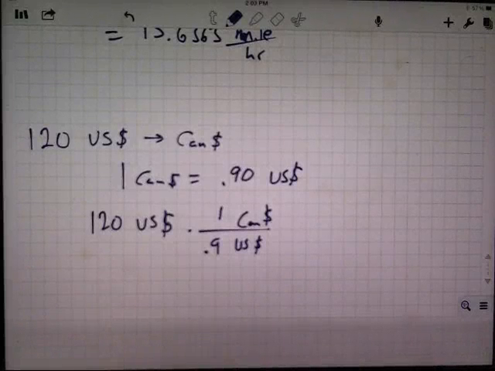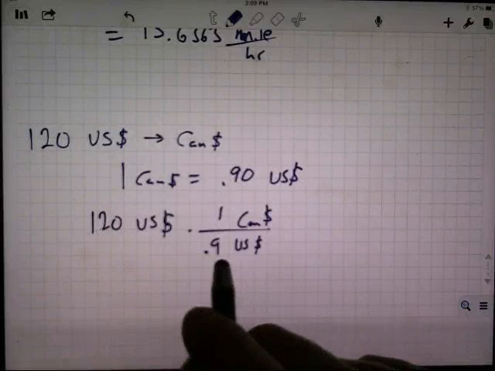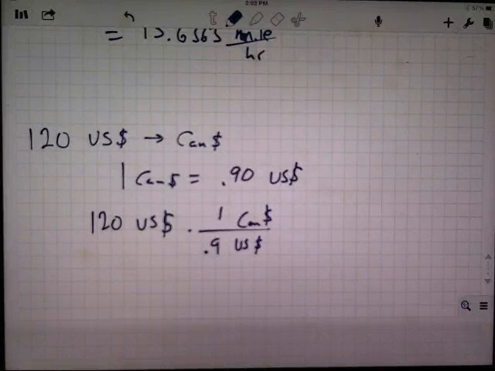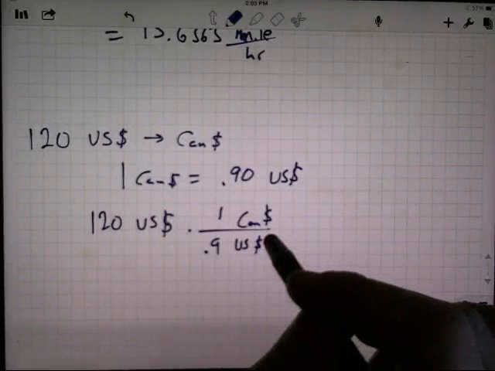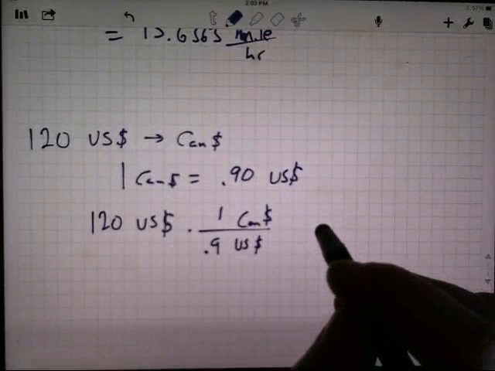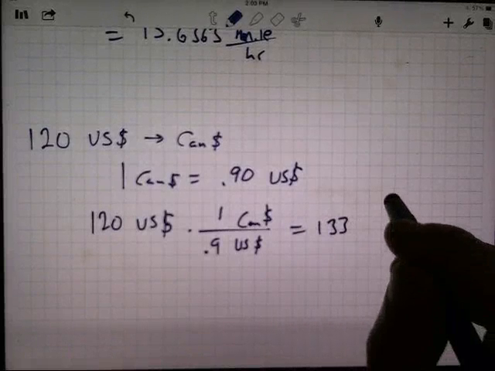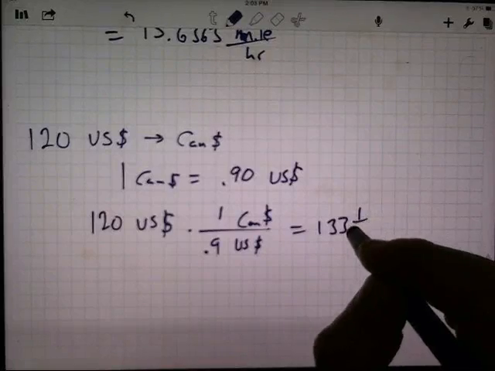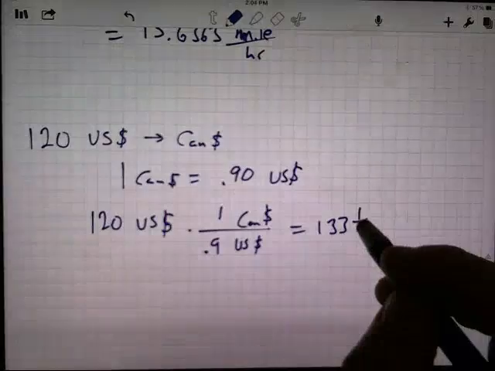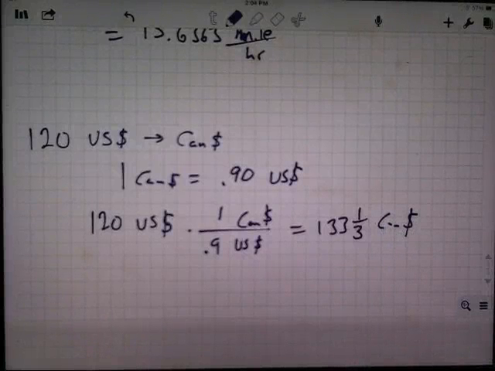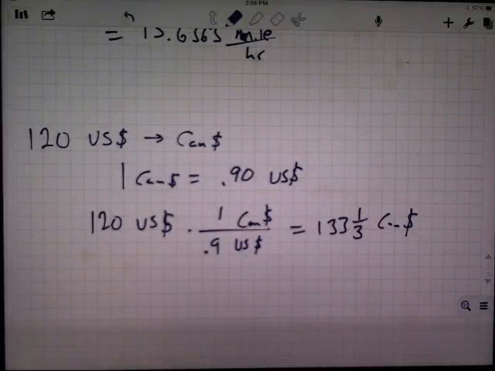So to make the conversion here, I need 120 divided by 0.9. I'll admit, I can never think of how, do I multiply, do I divide? Make sure the labels cancel out, and it tells you what you need to do. So 120 divided by 0.9 is 133 and a third Canadian dollars. Not an eighth, come on now, I said a third. Okay. Each one of these, you're just multiplying by an exchange rate. Make sure the label cancels out, and you've got it right.